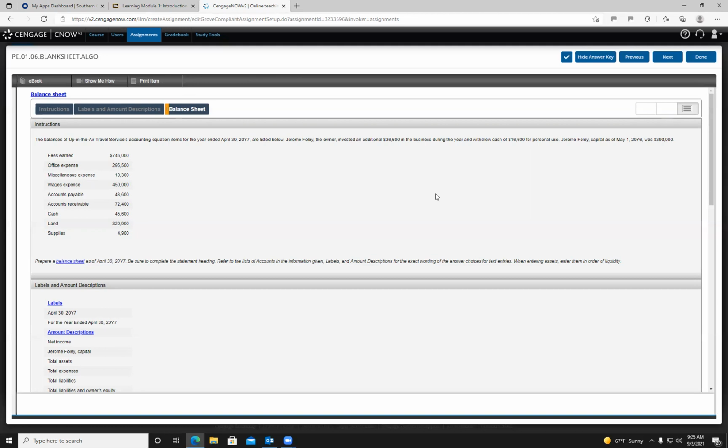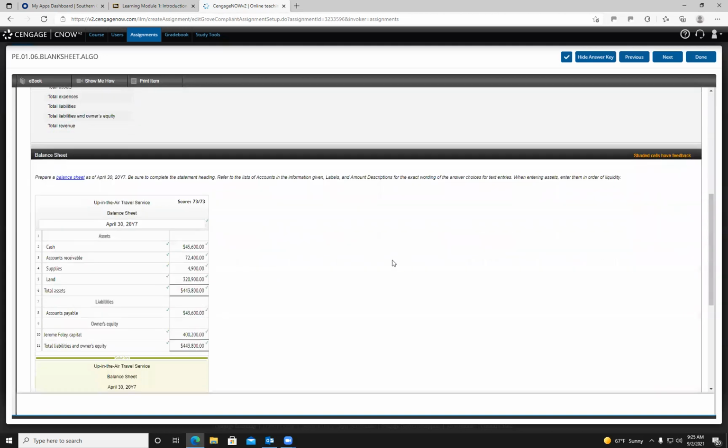We also withdrew cash of 16,600, so we're going to take that out. Once we do, it gives us a balance of 400,200. So if we take that 400,200 and add it to the 43,600 that was our accounts payable, it should equal our total assets. And therefore our balance sheet now equals.